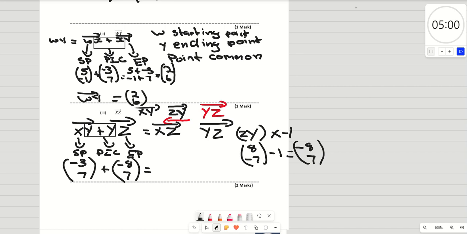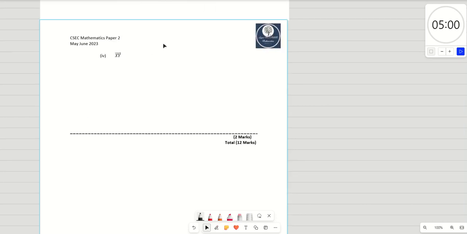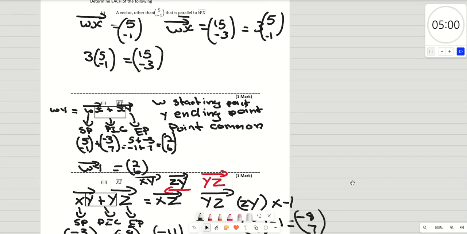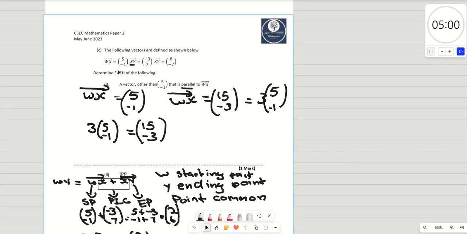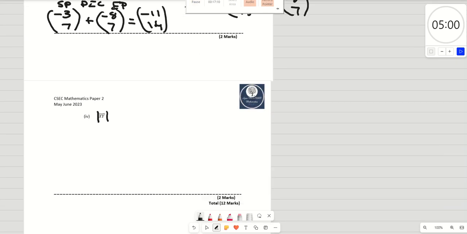So to find out what is xz, that's minus 3 plus minus 8, which is minus 11, and 7 plus 7 is 14. So this here would be what xz is equal to. So now we're looking at the next part. We are going to look at what they gave us. Obviously, you cannot just take out what has x and what has y. They don't want xy, they want the modulus of xy.